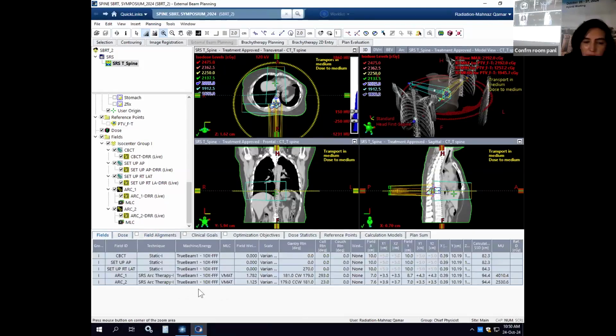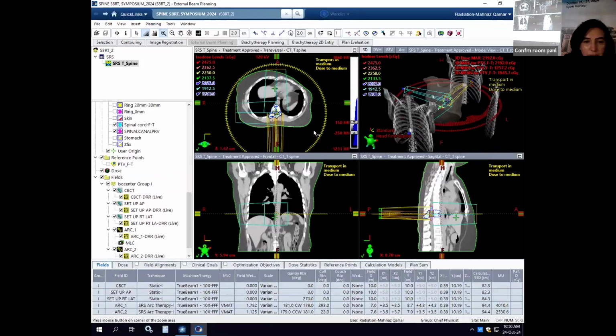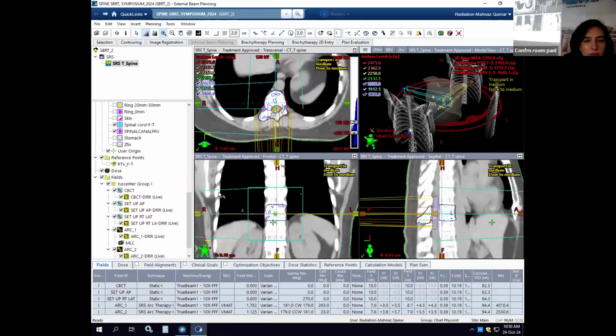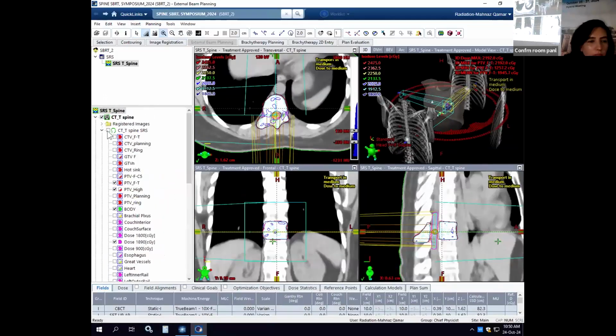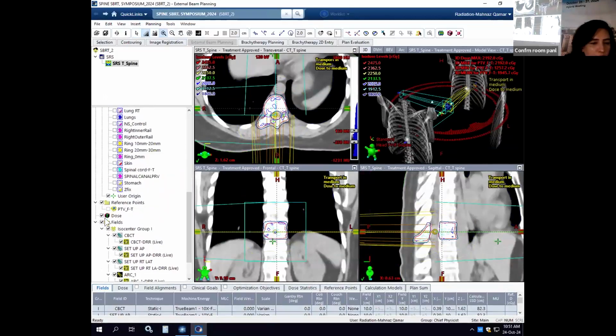And for all our SBRT treatments, we also use the 10 FFF beam. The advantage of which is that the treatment delivery is faster. So in this case, this is this PTV. Turn off.